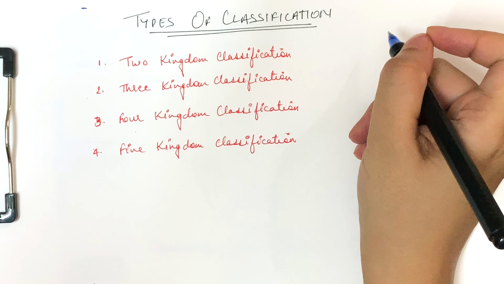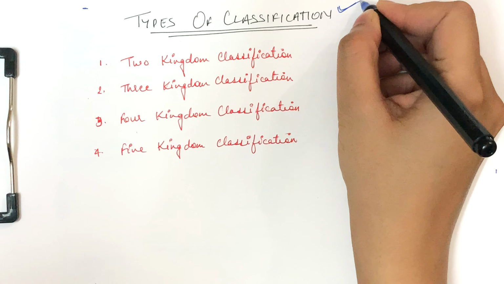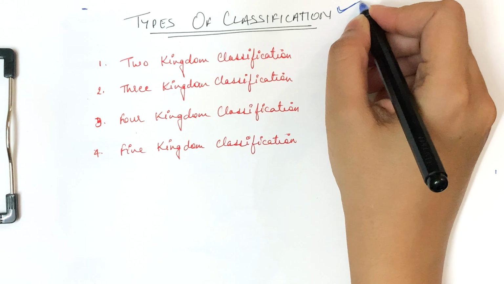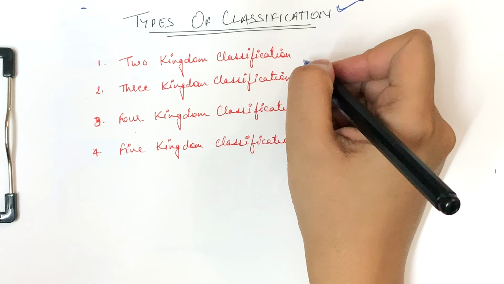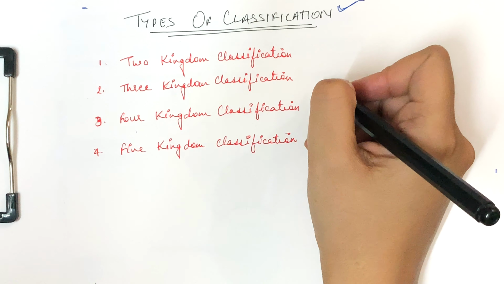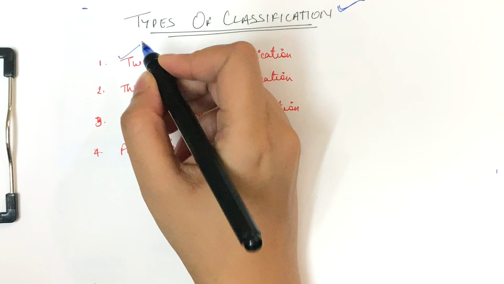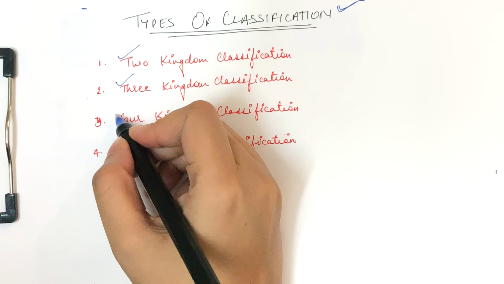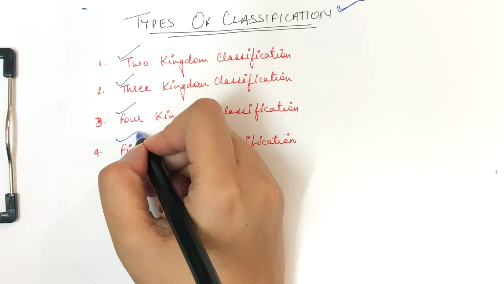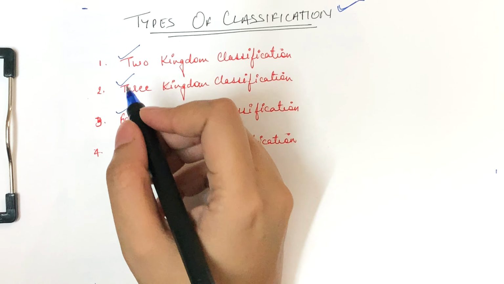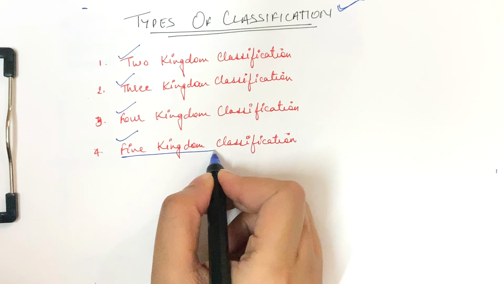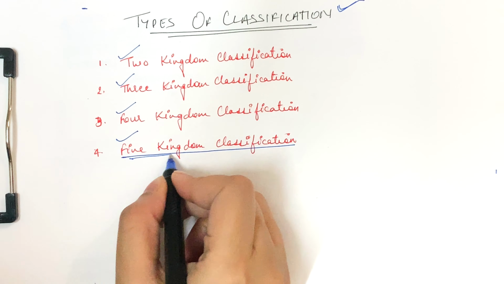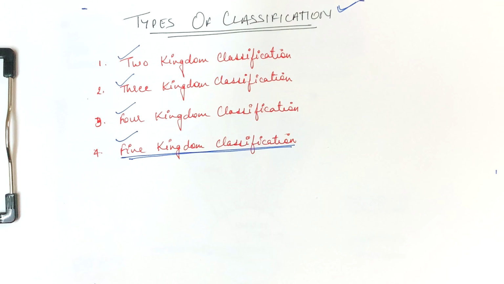So today we are going to start with types of classification. Here we'll discuss the classification as given by taxonomists earlier. We'll discuss 2 kingdom classification, 3 kingdom classification, 4 kingdom classification and 5 kingdom classification. The first 3 are not so important, but we'll discuss 5 kingdom classification in much more detail. Okay, so we'll start with 2 kingdom classification first.